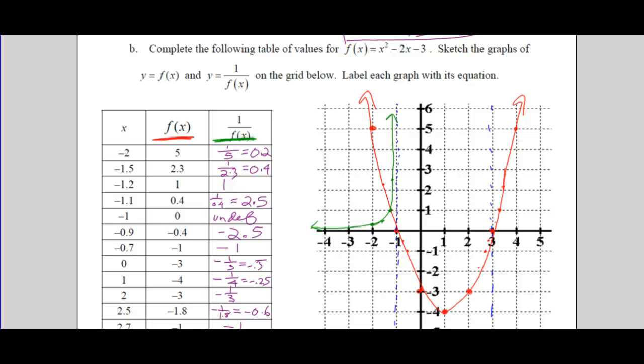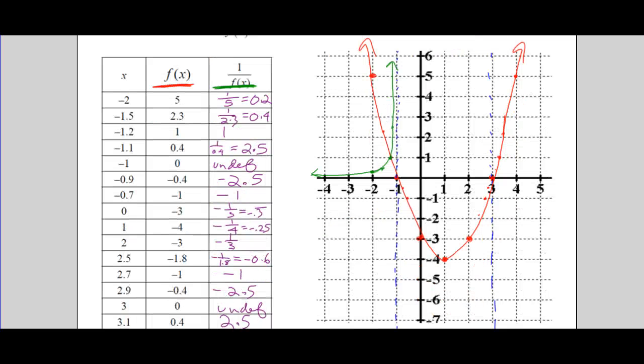Now we move into the middle. So what's happening in between the undefined stuff?